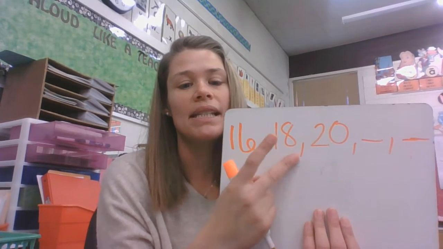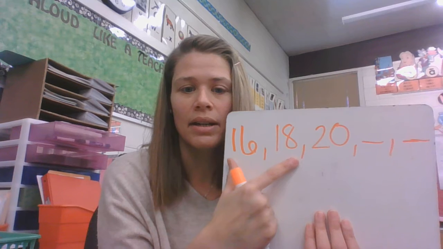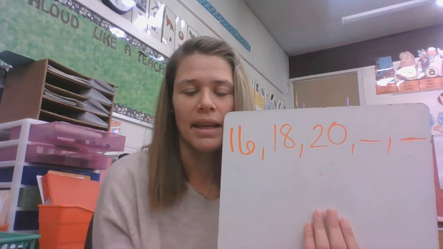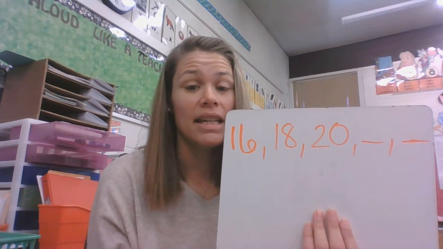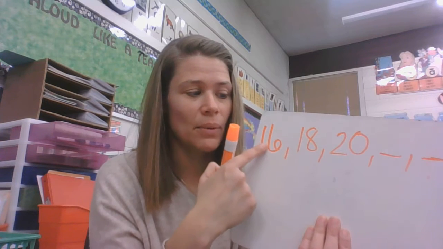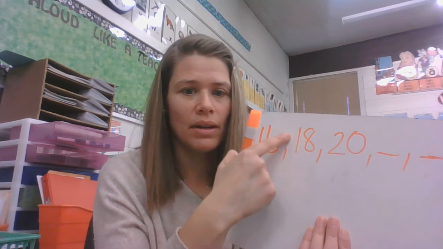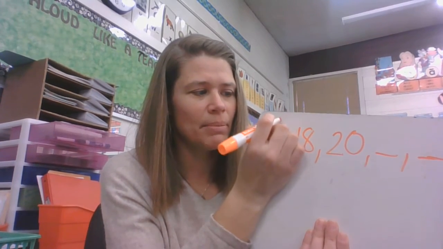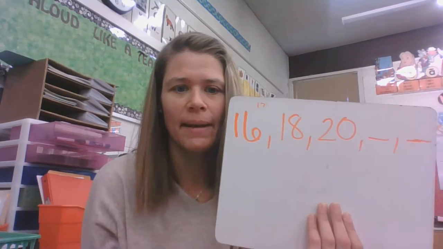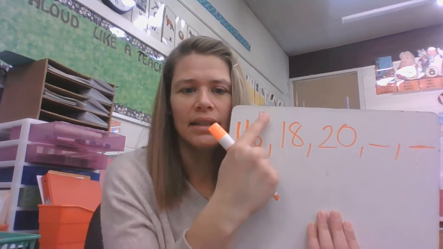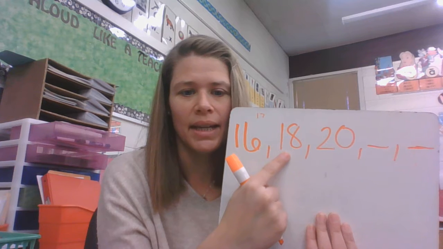When I'm going from 16 to 18, am I counting in order or am I skipping something? This time I'm skipping something. So when I went from 16 to 18, what number did I skip? I'm going to write it up here real tiny. Remember how we used to do that? So I'm at 16, skip 17, go to 18.